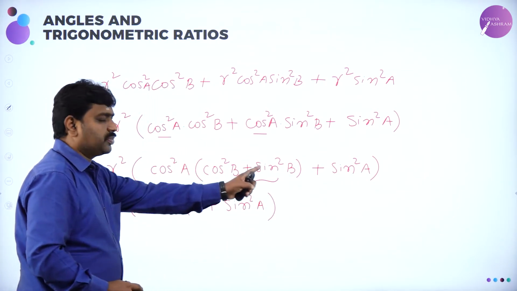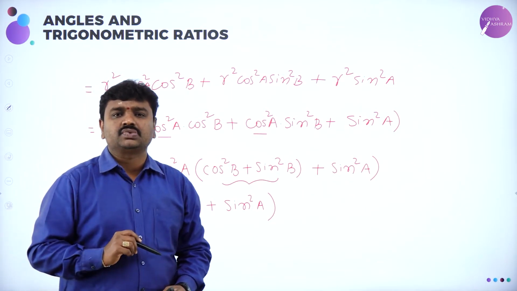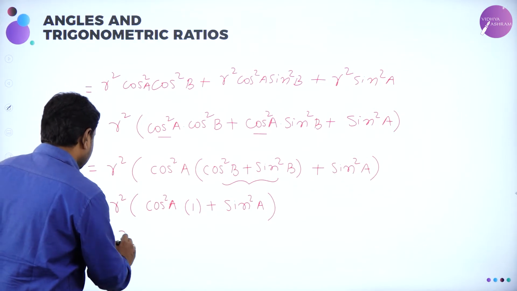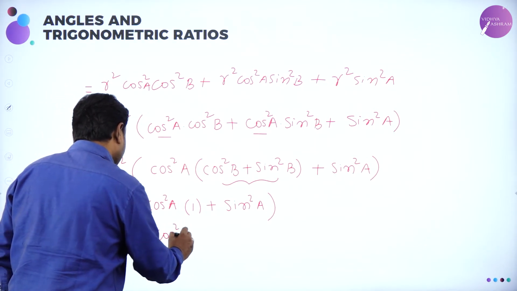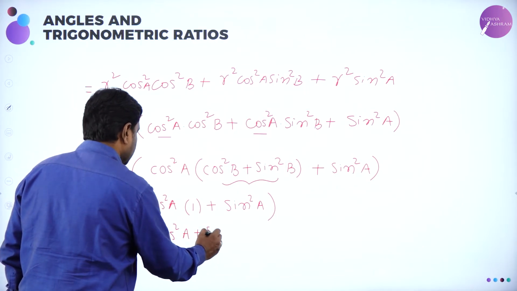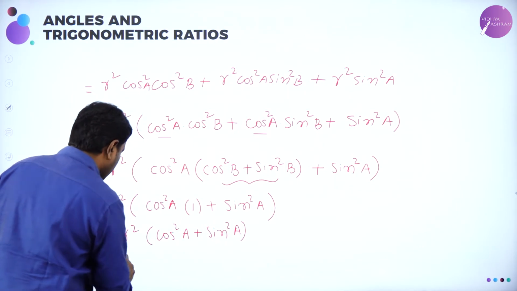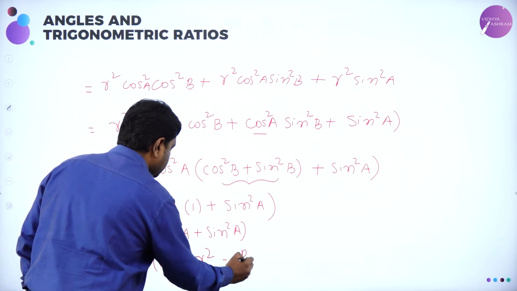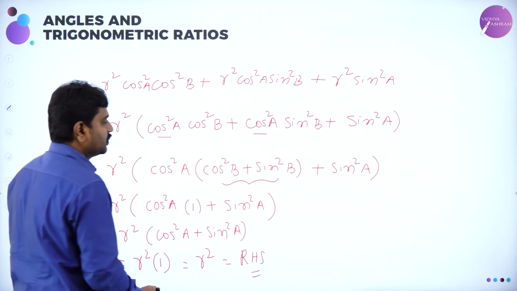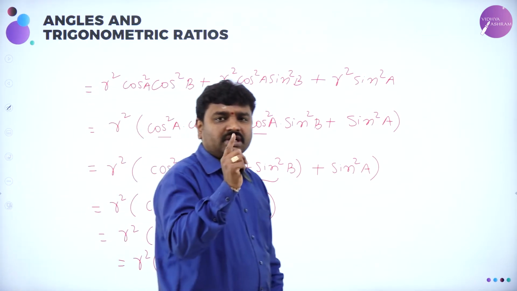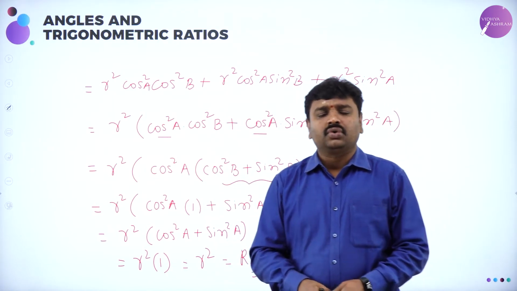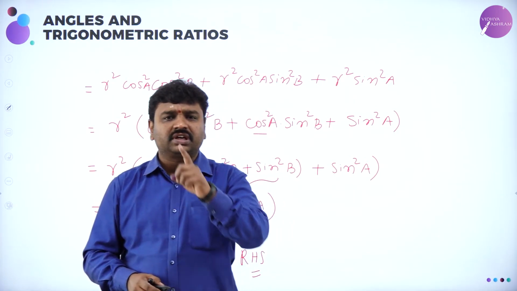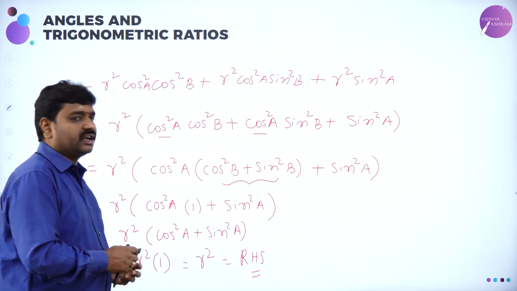So here cos square B plus sin square B, you know cos square theta plus sin square theta is what? 1. So similarly cos square B plus sin square B is what? 1. Now again this is r square into cos square A into 1 is cos square A plus sin square A. You know cos square A plus sin square A is what? 1 again. Identity. R square into 1 is what? R square. This is your RHS. Hence the proof. So repeatedly if you group, you will get cos square theta plus sin square theta. All of you know cos square A plus sin square A or cos square B plus sin square B or cos square theta plus sin square theta is what? 1. Identity. Simplify, you will get it.